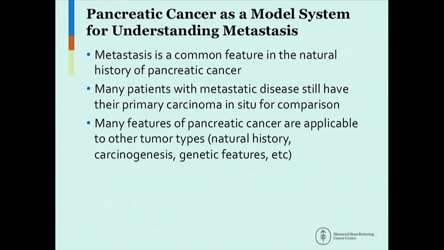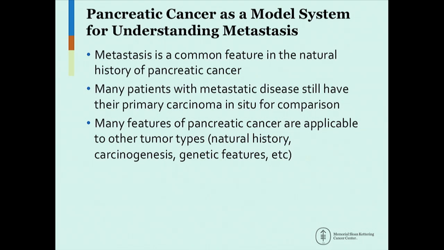Whereas with pancreas cancer, not only was Hopkins a center of pancreatic cancer research, one of the original, but patients with pancreatic cancer, just because of the natural history of the disease, it's very unfortunate for patients, but it makes it very amenable to studying metastasis. Metastasis is a common feature in the natural history of the disease. 80–90% of people will develop metastasis. 50% of patients present with metastasis. They still have their primary carcinoma in situ when they pass away, so you have the primary to compare to those metastases. So that's important.